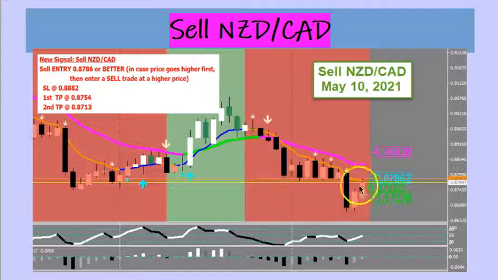Why do you think I was interested in this particular currency pair? What was I seeing on the charts with the New Zealand dollar versus the CAD? What do you see here? And why was I particularly interested in waiting for a sell signal? Anyone know? Well, pay attention again.